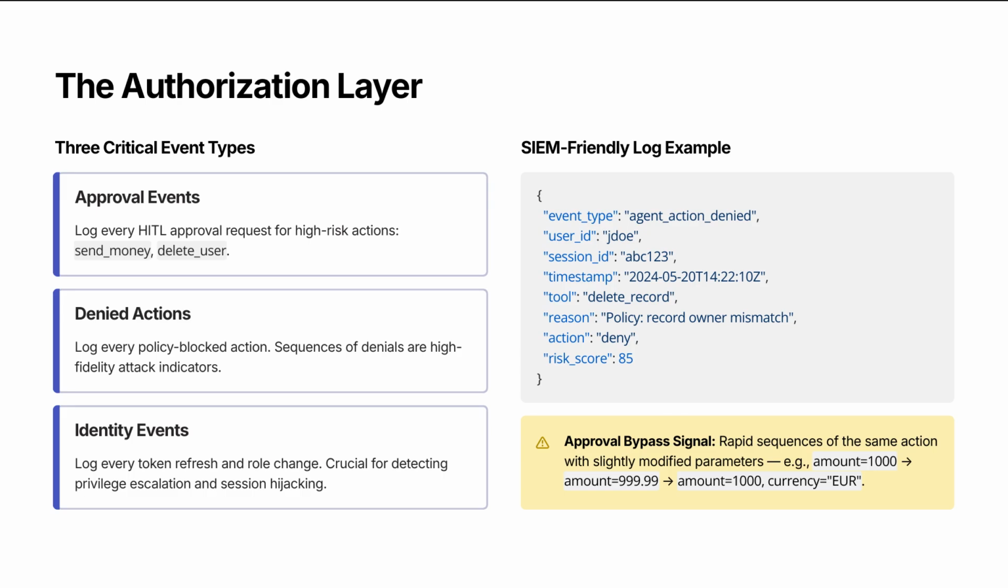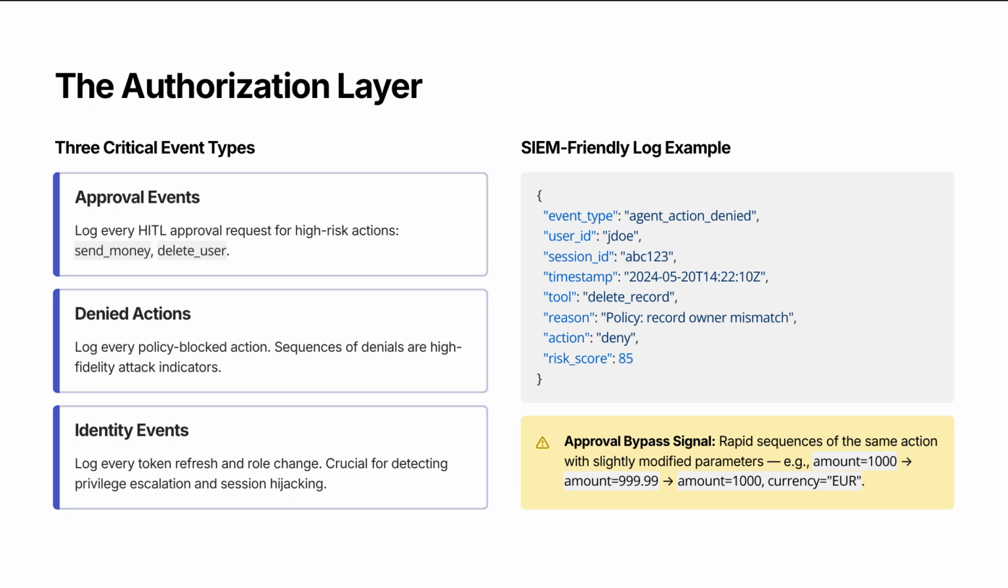In the authorization layer, there are three event types you want to log consistently because they reveal both misuse and active attacks. First, approval events. Any human-in-the-loop approval request for a high-risk action should be recorded. That includes actions like send money or delete user. These events tell you when the system is asking for elevated permission, who requested it, and what action triggered the approval path.